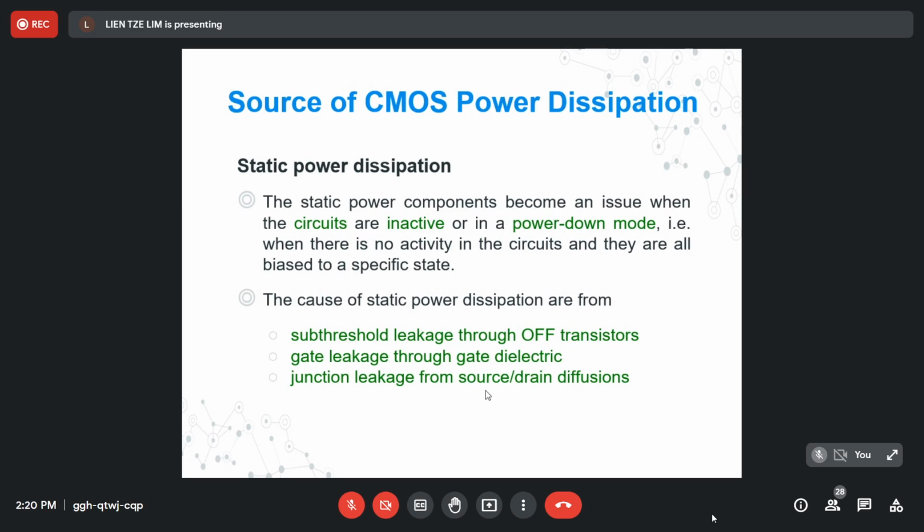Even if the power dissipation of one transistor is very small, when it is accumulated over all the transistors, there will be quite high power dissipation. So static power dissipation also has to be considered. The causes are due to the leakage that occurs within the transistor.